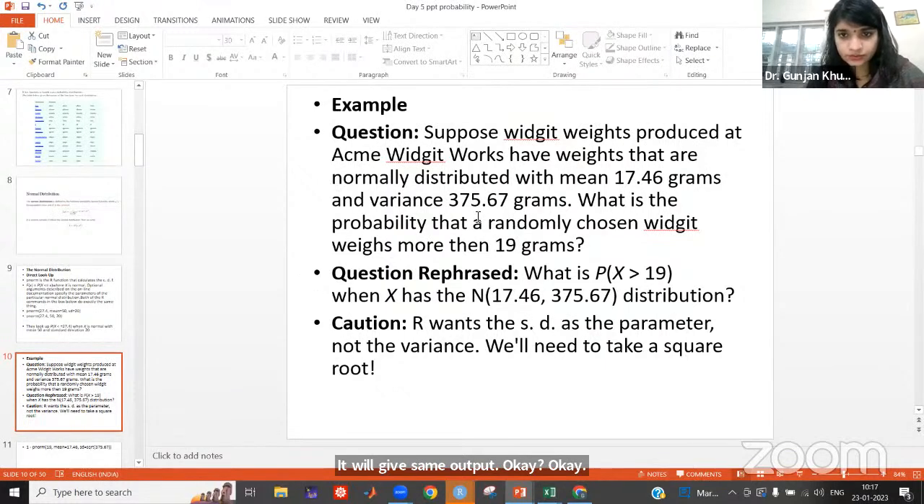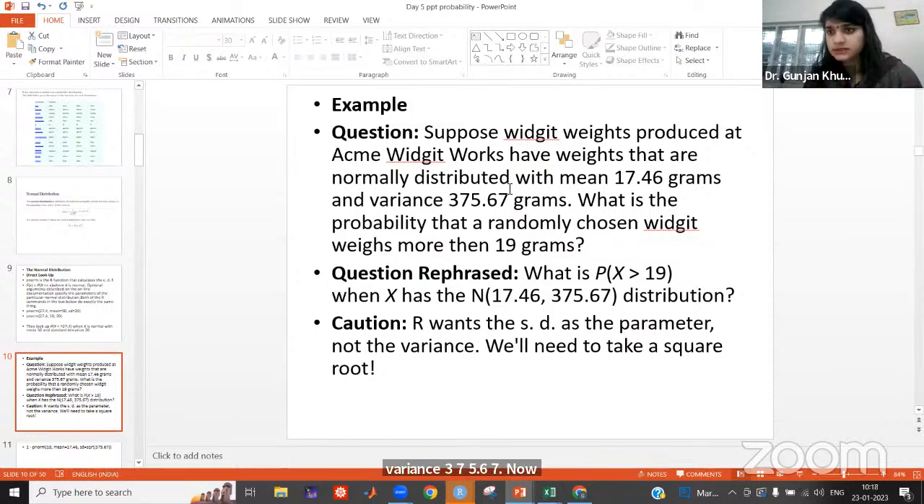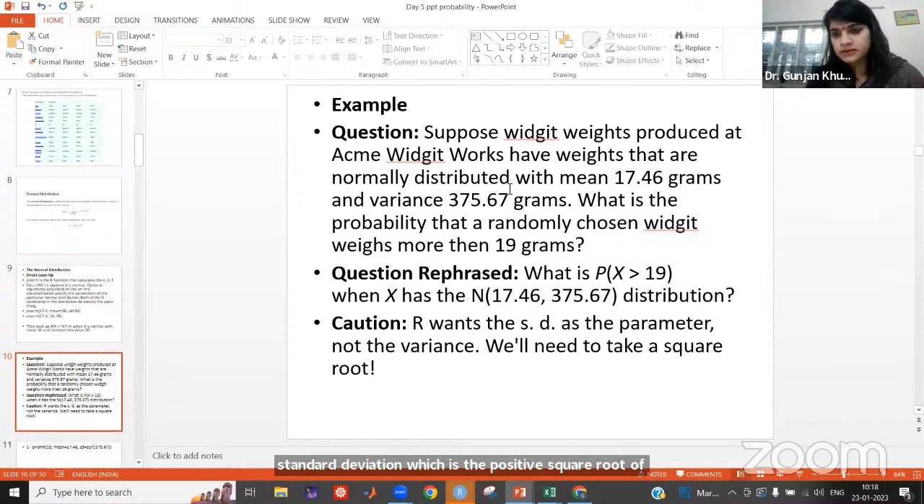Now, suppose I asked you to do this question. Suppose widget weights produced at your widget works are normally distributed. So it's given to you that your random variable, widget weights, follows normal distribution with mean 17.46 and variance 375.67. Since variance is this, you have to find the standard deviation, which is the positive square root of variance. What is the probability that a randomly chosen widget weighs more than 19 grams? So how will you calculate this?